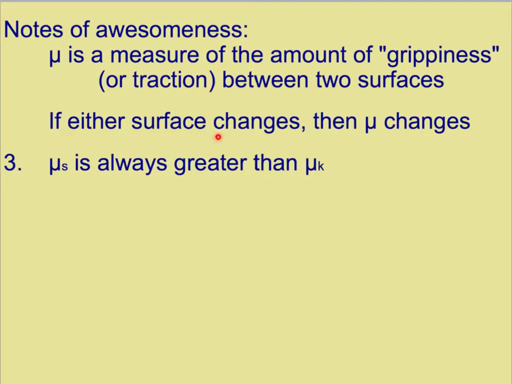The thing to note in that example is if either surface changes, then mu changes. I was still wearing my same shoes, my good gym shoes that are supposed to have good grip, but it depends on what floor I'm standing on. If I'm on the good gym floor, I've got a good mu value. If that surface changes and now I'm standing on ice, same shoes, but my mu value has changed because it depends on both surfaces. Lastly, we notice the static coefficient of friction, mu s, is always greater than the coefficient of kinetic friction. So things that are at rest have more grip than things that are already sliding.